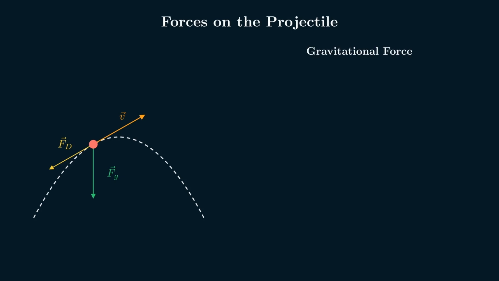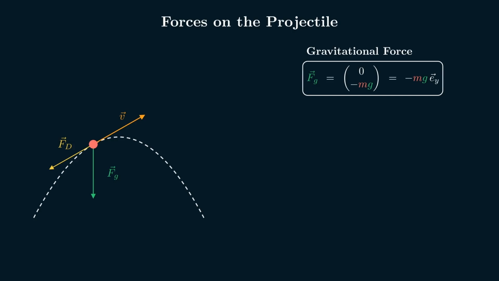We can now express the gravitational force Fg using the unit vector ey. Its x component is 0 and its y component is minus m times g, where g is the gravitational acceleration at the current location, which we assume to be constant. We already know the drag force from free fall with air resistance. It is proportional to the square of the speed and to a factor k. k is the product of 1/2, the air density ρ, the drag coefficient CD, and the projectile's frontal area A. In this model, we treat ρ, CD, and A as constant.